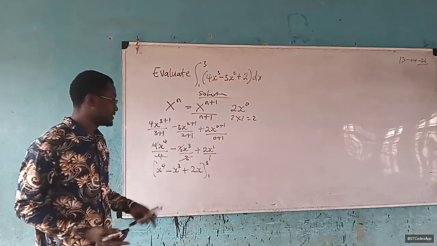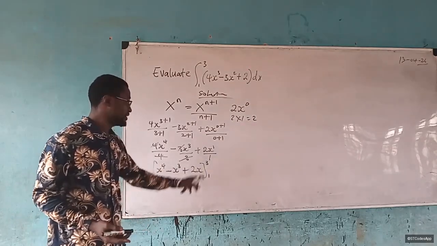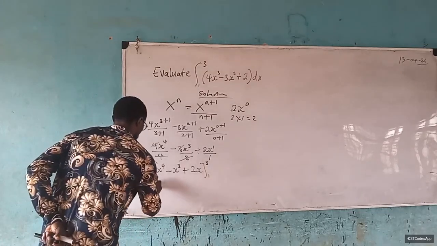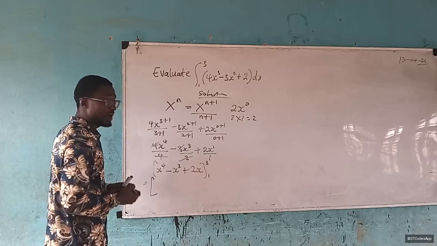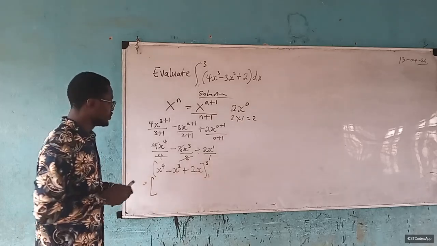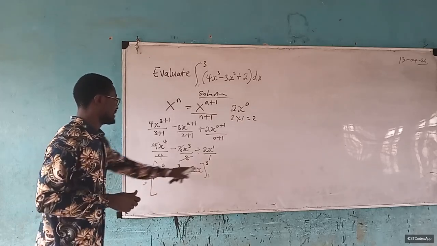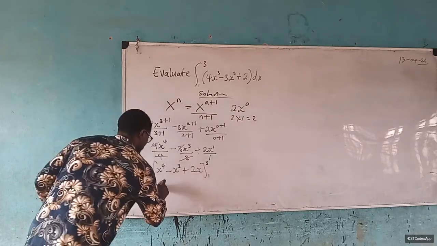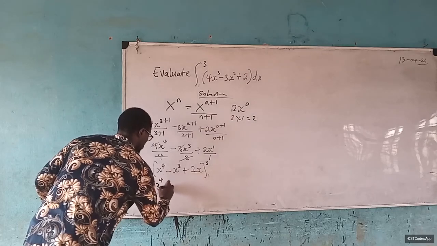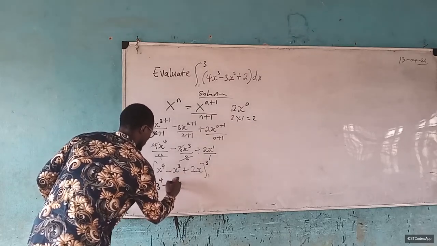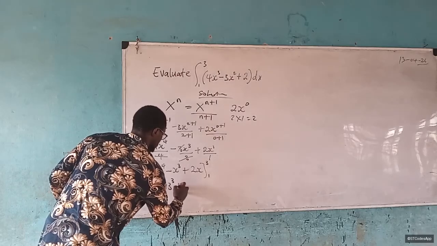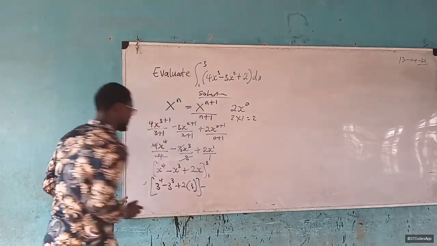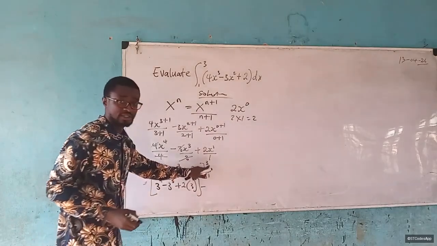Then once we are done with that, what do we do? We now take the difference of this upper and lower limit. Okay, so this becomes open brackets. Here I have my x to the power of 4, which implies that this 3 will take the place of the x. So we are doing substitution now. Okay, so I have 3 to the power of 4 minus 3 to the power of 3 plus 2 into x, where x is standing as 3. Okay, close bracket, minus. Now I'm done with the upper limit of 3.